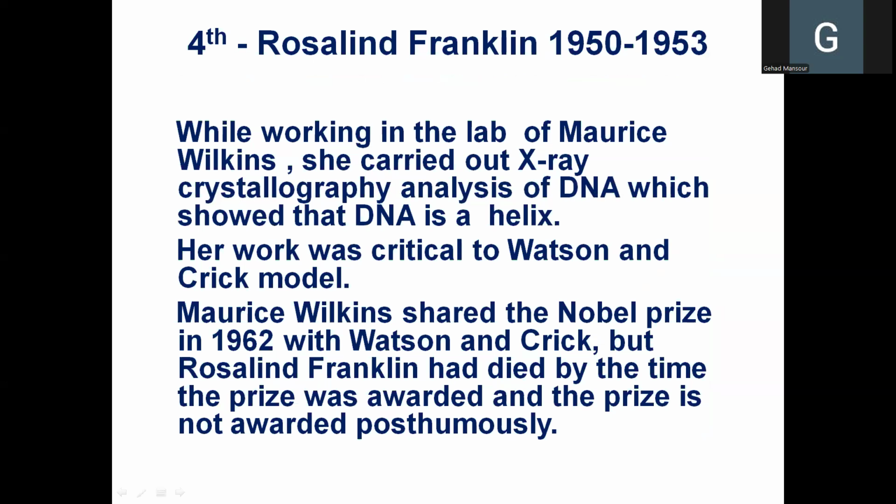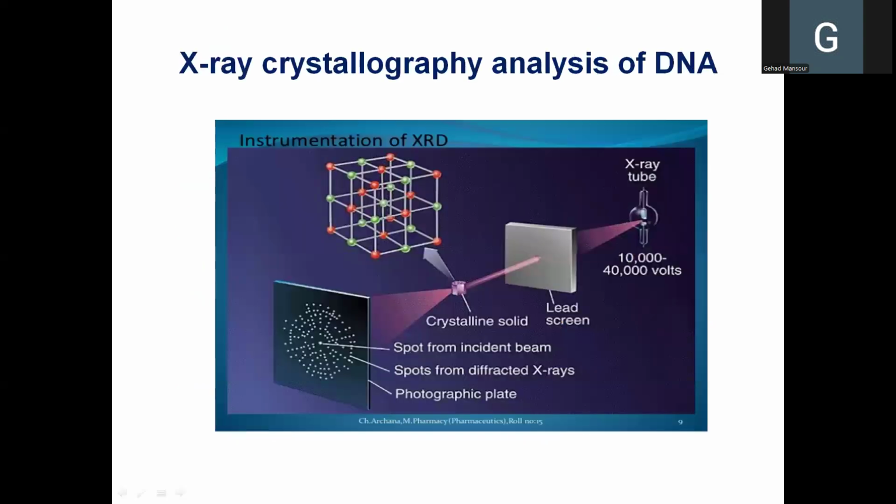Of course, you know that Rosalind Franklin died before recognition of her work, and Watson and Crick are the ones who got the Nobel Prize in 1962. So she was not awarded the prize. And although they made use of her work in their own work, yet she was not recognized for her work.